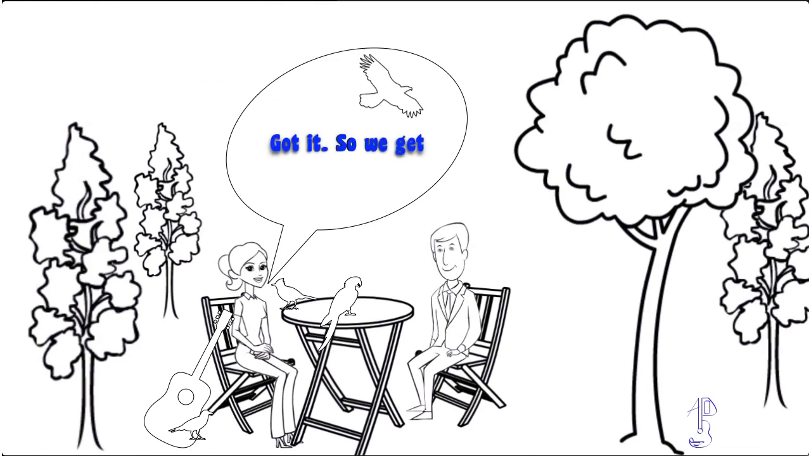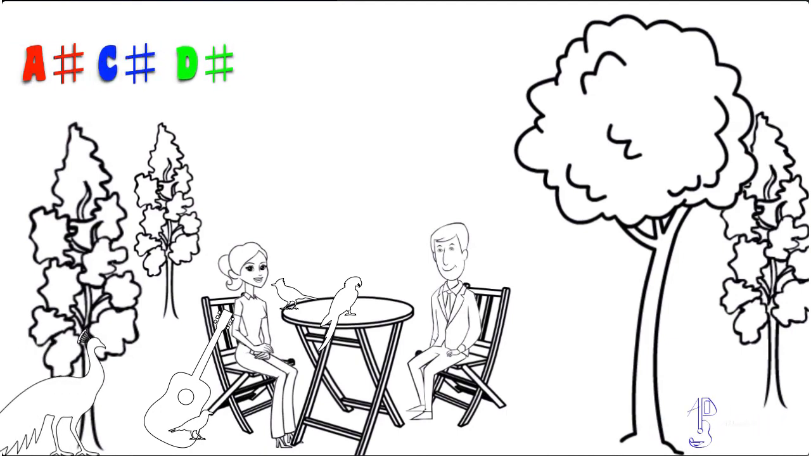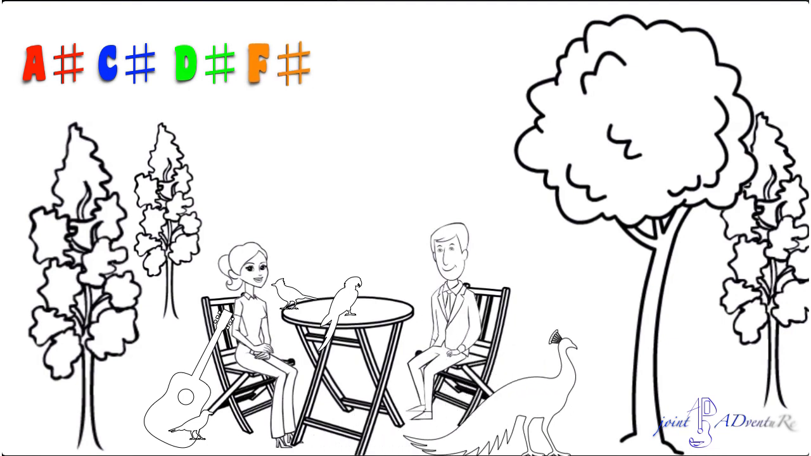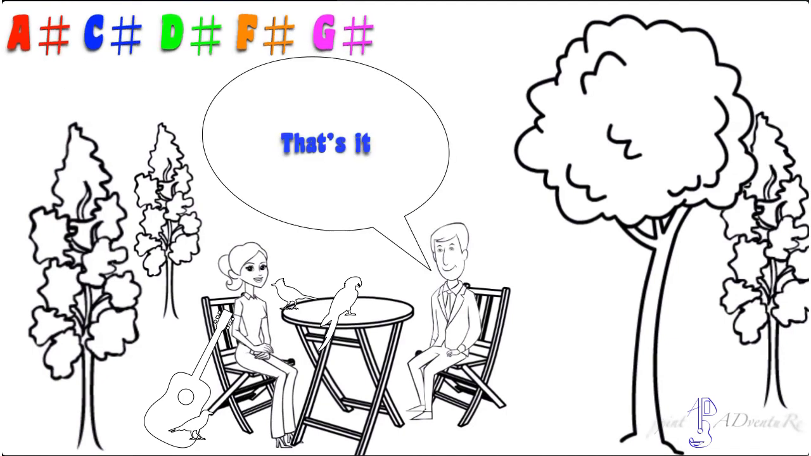Got it. So we get A sharp, C sharp, D sharp, F sharp, and G sharp. That's it.